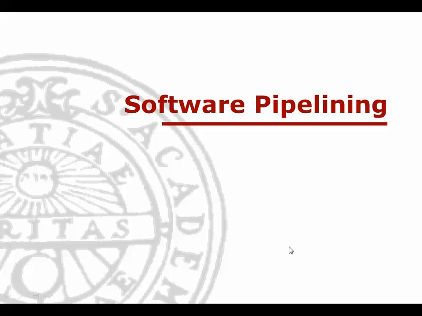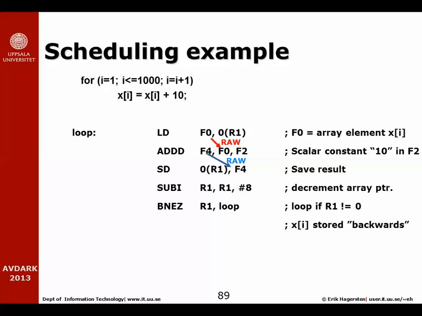So this short video contains a simple example of how to apply a different kind of static scheduling technique called software pipelining. Once more, here we have our friend, the simple example, where we have the two read after write dependencies in the code, which made life miserable for us before we started optimizing the code.